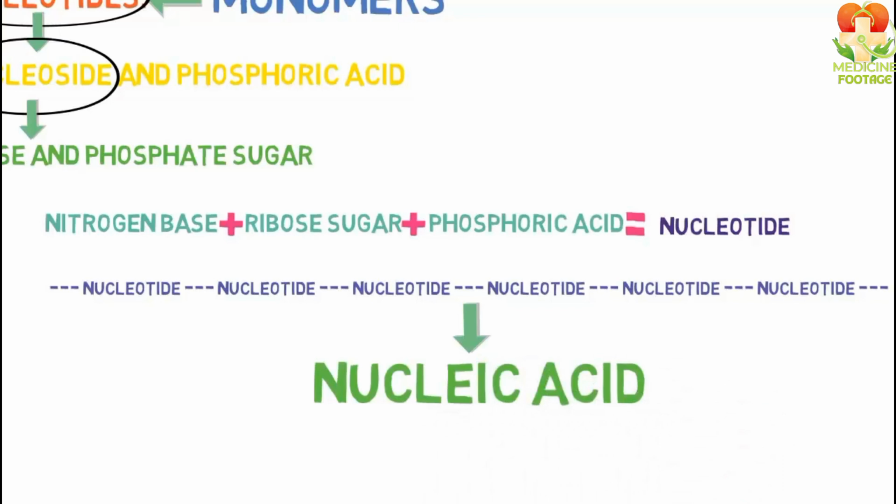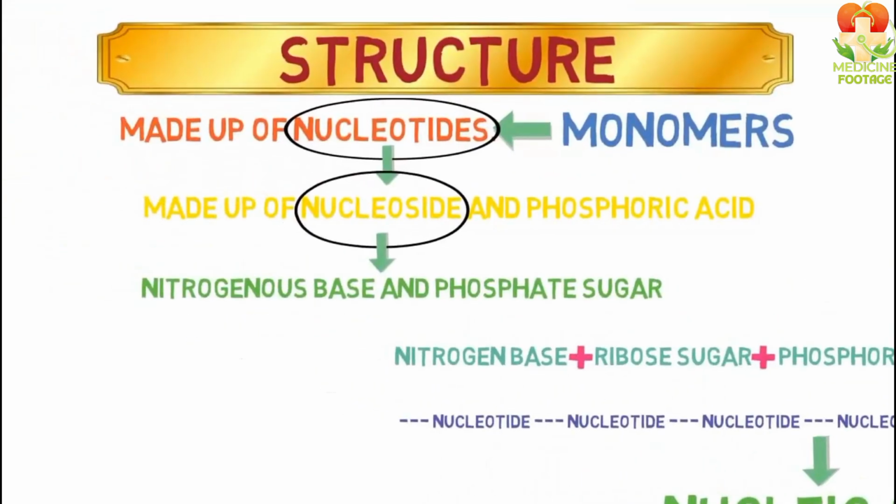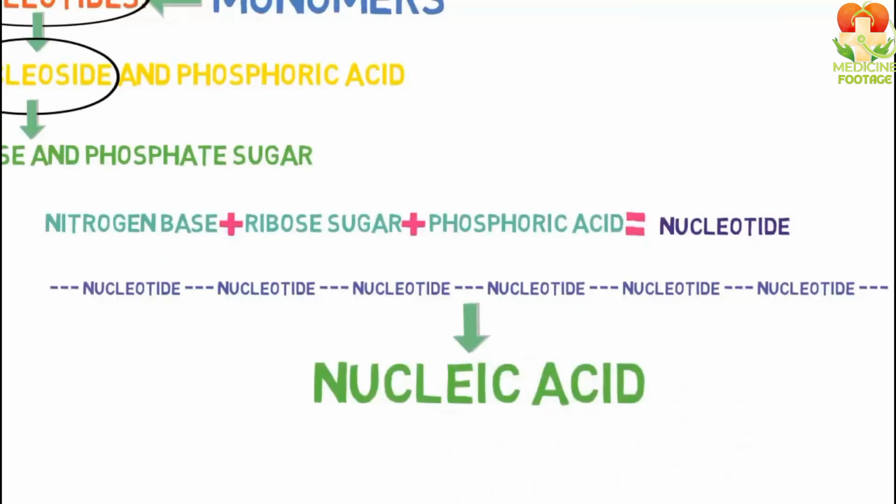I just explained that nucleotides combine to form nucleic acids. This means nitrogen bases and sugar combine to form nucleosides. Nucleosides combine to form nucleotides, and nucleotides combine to form nucleic acids.